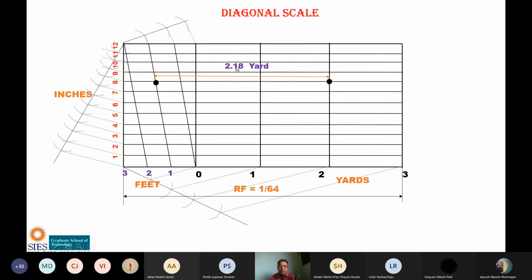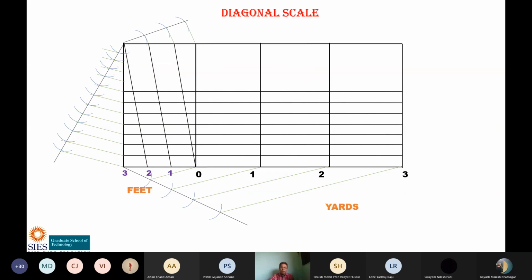Now what is this 1? 1 is feet. Okay, so 1 is feet is this. This 1 is representing feet. So on this line. And how many inches you want? 8 inches. So 8 is this. So this point to this point, if you measure this distance, it will represent 2.18 yard. Okay. Is it clear? Yes, sir. Okay.